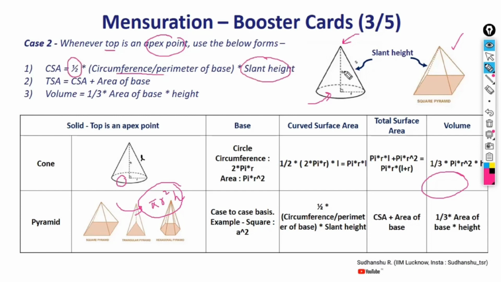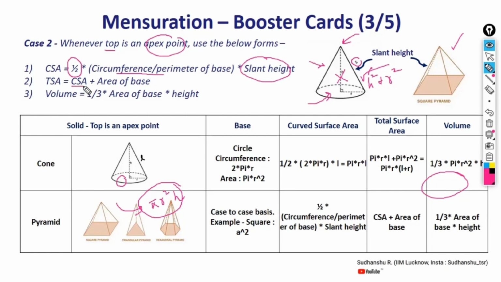What is slant height? Slant height is not this perpendicular height. Slant height is the inclined height. For example, in this case, you can see a right triangle. So the slant height will be given as root over h square plus r square, right? By Pythagoras theorem. Right? So that's the slant height.